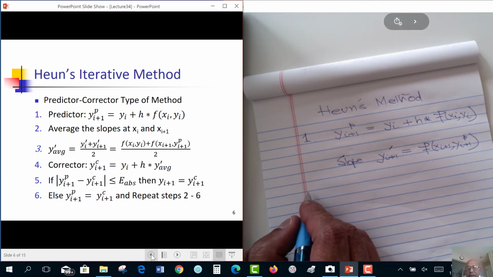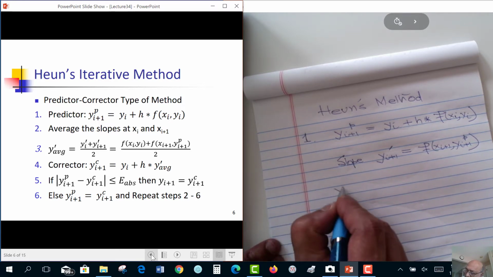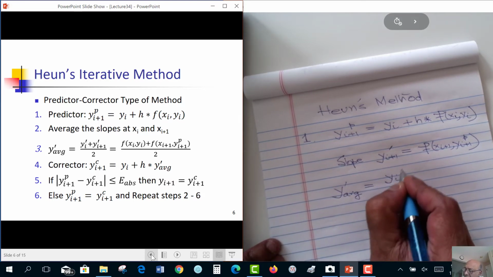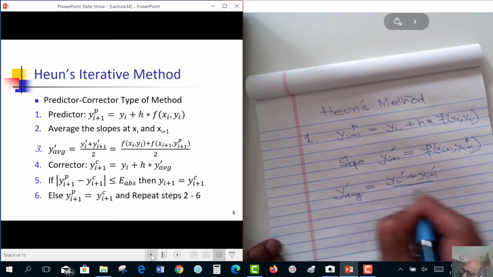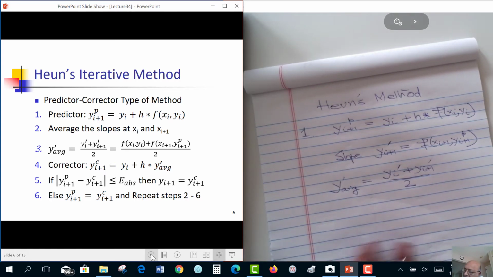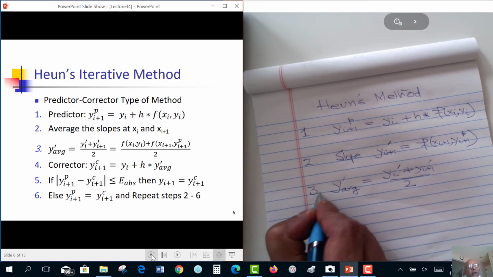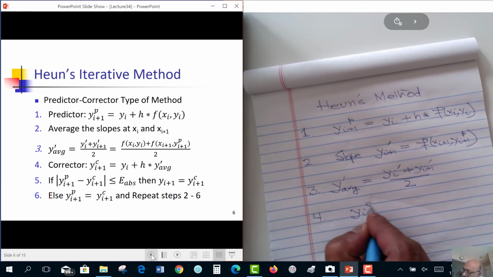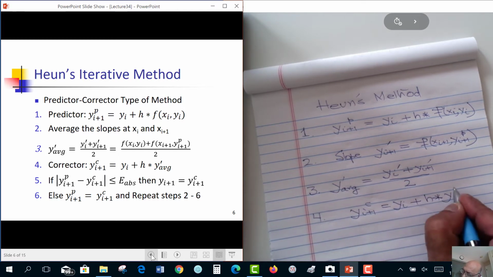And then we average the slopes. So we calculate y prime average, which is y_i prime plus this y_i+1 prime, divided by two. And then we use this average slope as our corrector. So this was step 2, step 3, step 4: y_i+1 corrected is y_i plus h times this y prime average.